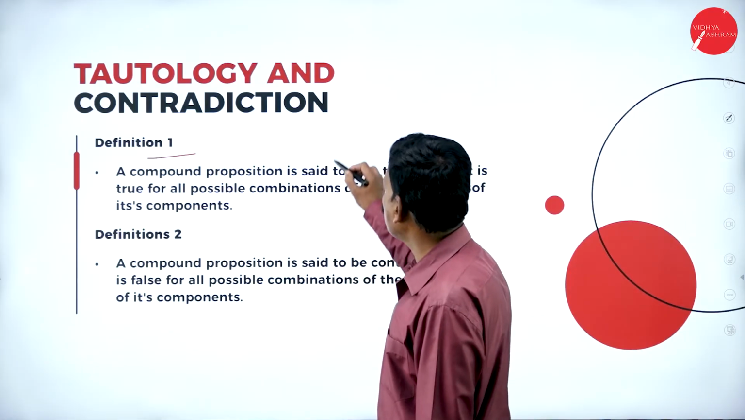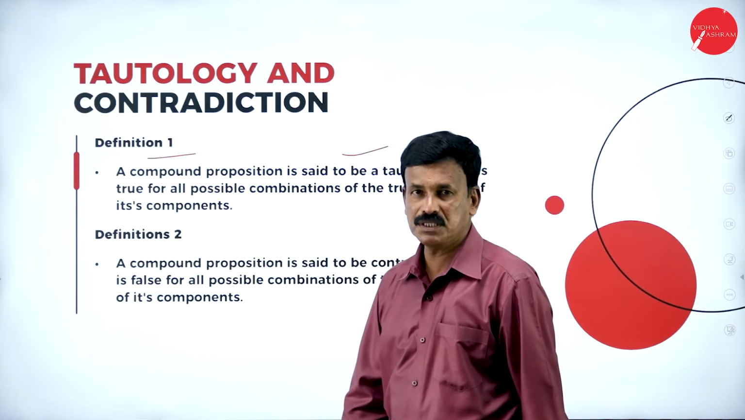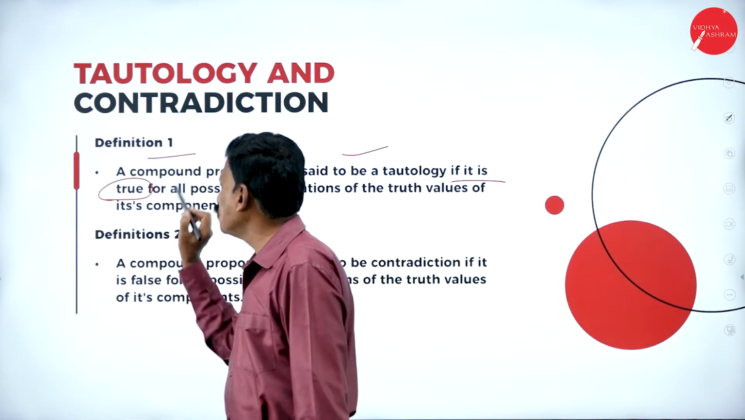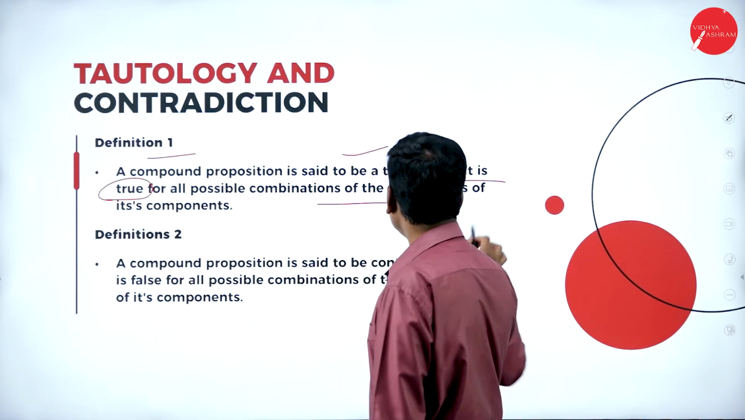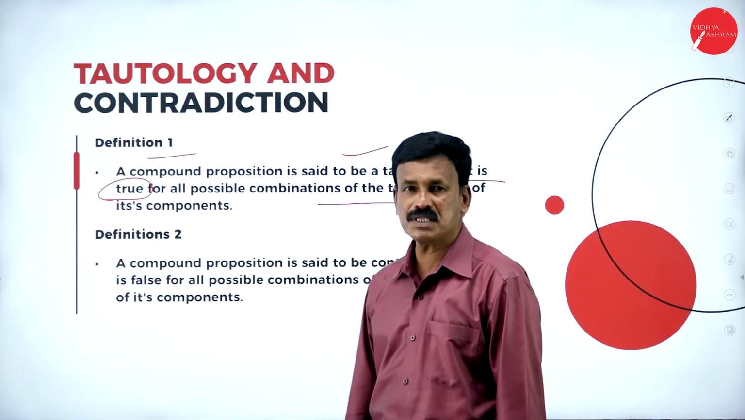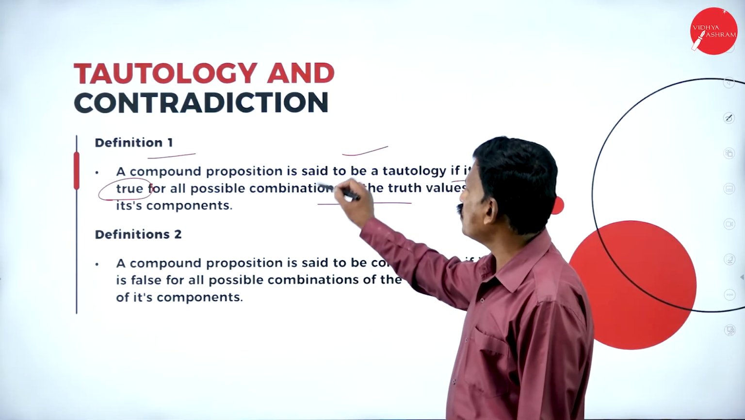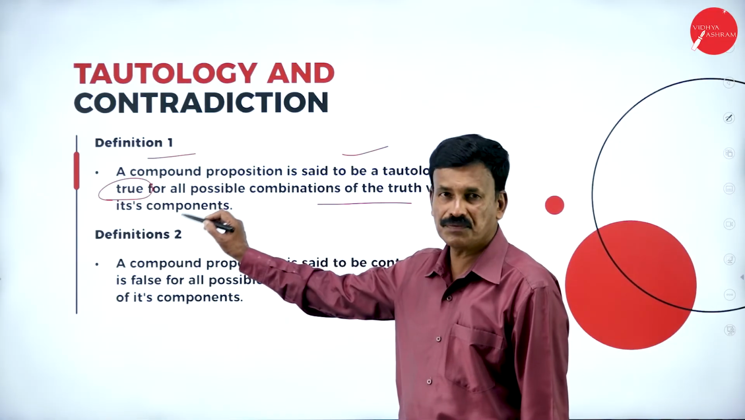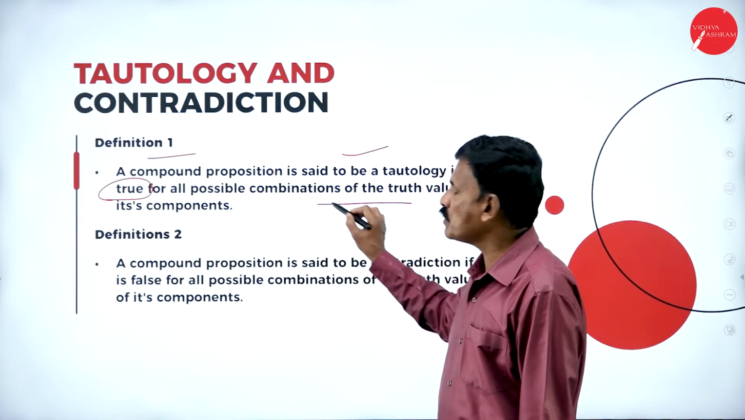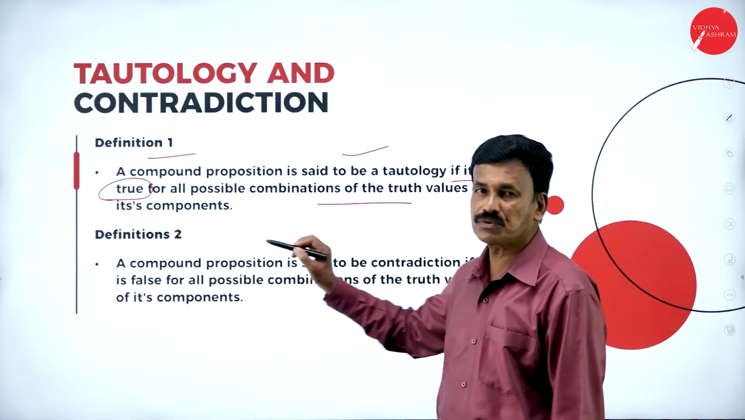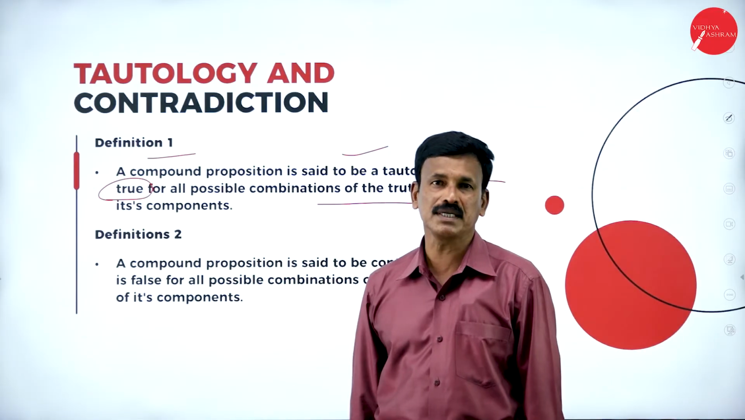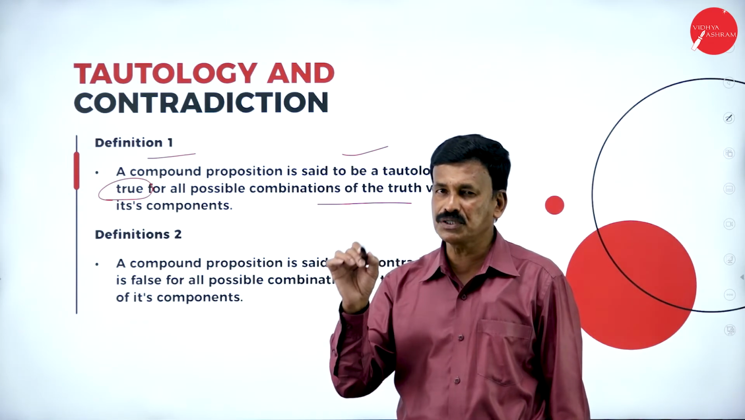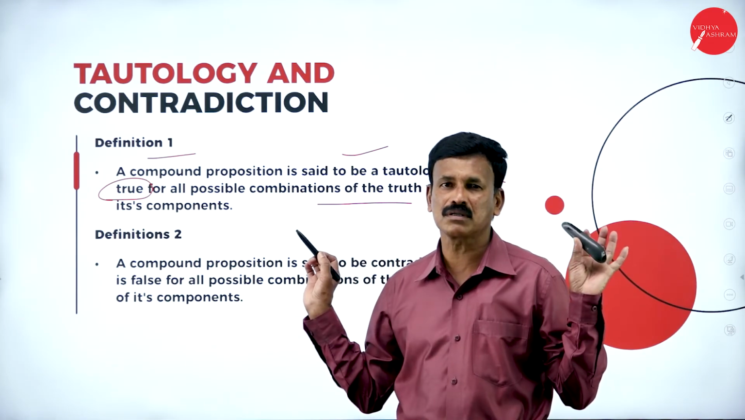A compound proposition is said to be a tautology if it is true for all possible combinations of the truth values of its components. That is regarding tautology. If all the truth values in the end are T, then it is called a tautology.